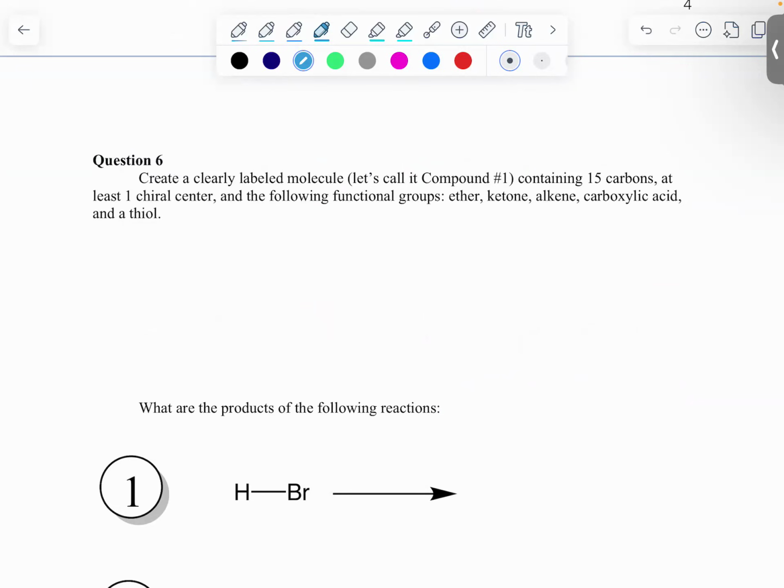Next, we have question 6. We're going to create a molecule again with 15 carbons, at least one chiral center, and a variety of functional groups. So as I've said, I love to start these ones with cyclohexanes and then add each of those functional groups off of my original cyclohexane. So we'll start with an ether, which is just that oxygen in a carbon chain.